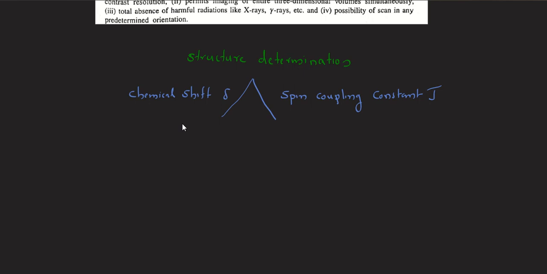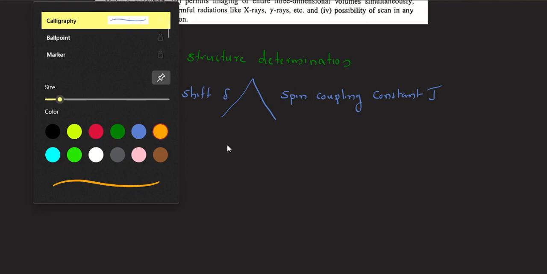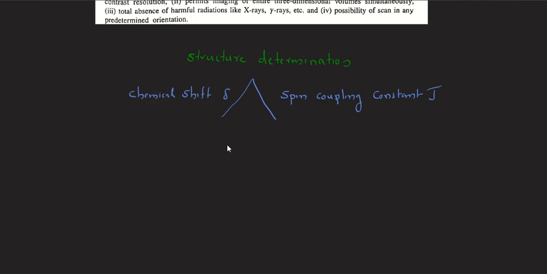And from the chemical shift, you can determine the functional group present in the molecule, and from the spin coupling constant we can determine the arrangement of atoms in a molecule. This is how the structure determination is possible in NMR.